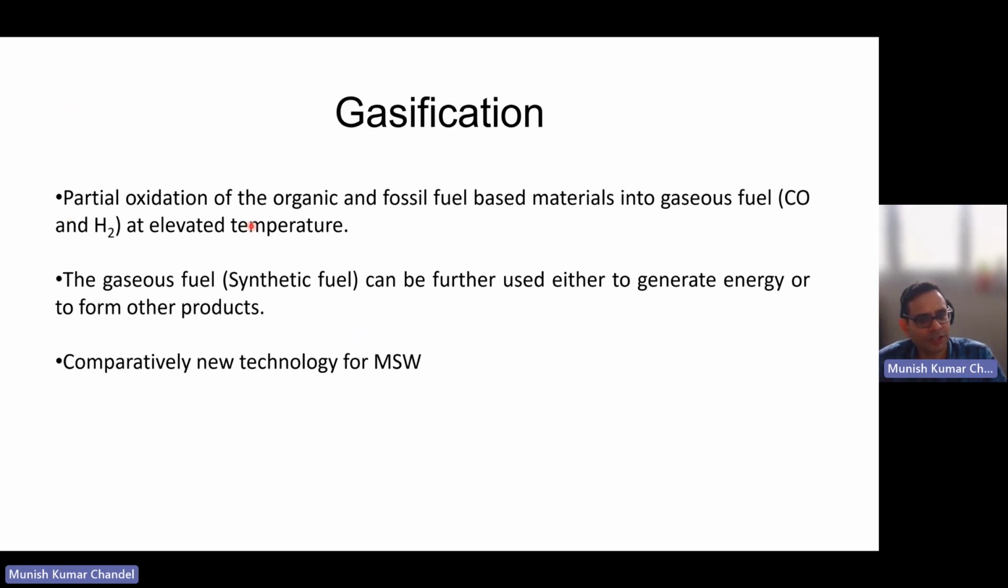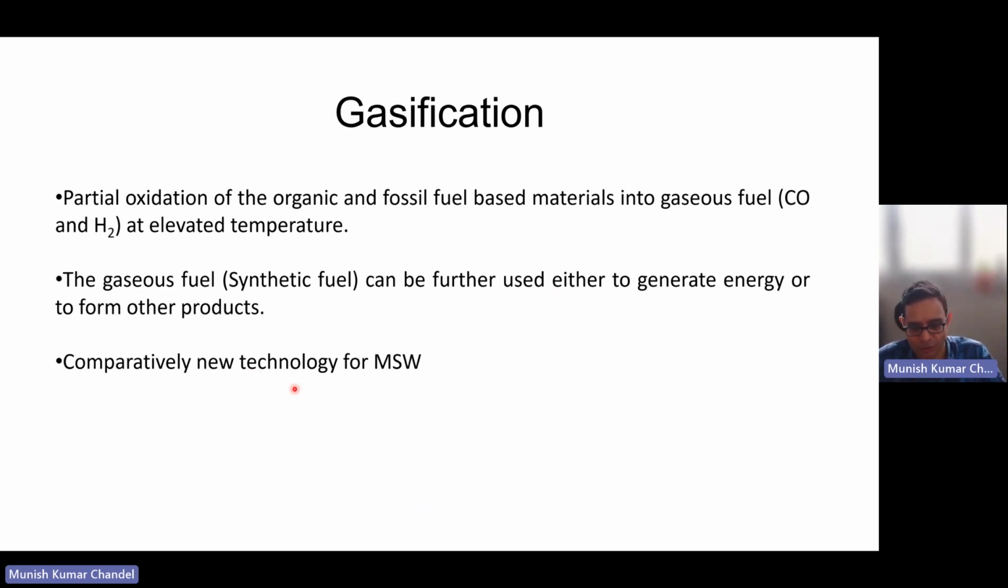Another similar technology is gasification, where instead of completely combusting the waste, we partially oxidize the waste into gaseous fuel, as I told you in the previous part of the lecture: carbon monoxide and hydrogen. That means your waste is basically converted into a synthetic gas, which can be used as fuel, either to generate energy or electricity, or to synthesize different products. So gasification is basically partial oxidation.